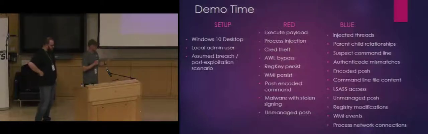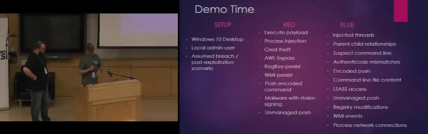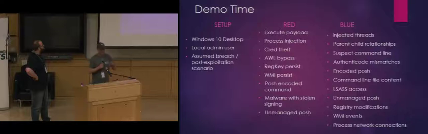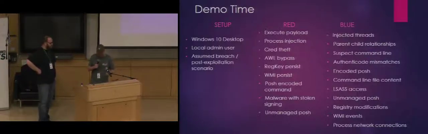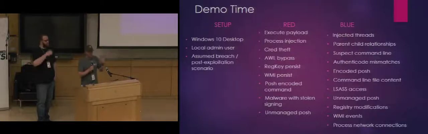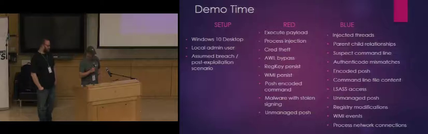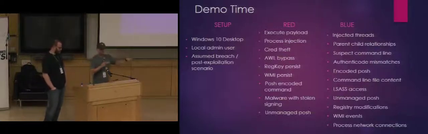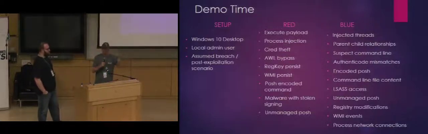I'm going to execute a payload via PowerShell in memory. We'll do some process injection, drop Mimikatz. Actually, the application whitelist bypass isn't needed because we don't have it enforced. Persist into registry, persist via WMI, some PowerShell encoded commands, malware that has stolen the signature from a trusted binary and applied it to itself, as well as unmanaged PowerShell in case someone has removed the ability for PowerShell to run. You can put it back on the system.